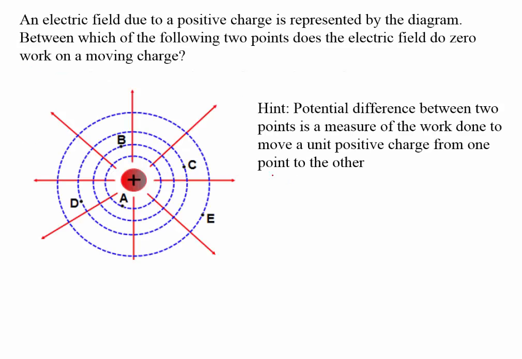Another one. An electric field due to a positive charge is represented by this diagram. Again, the same diagram. Between which of the following 2 points does the electric field do zero work on a moving charge?